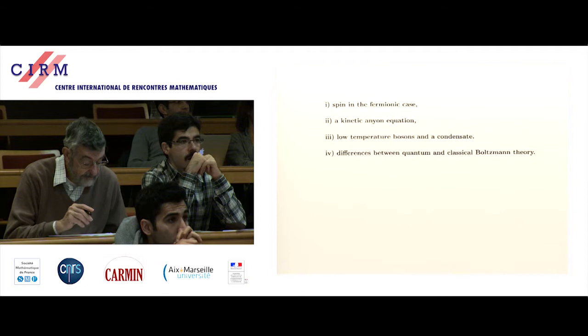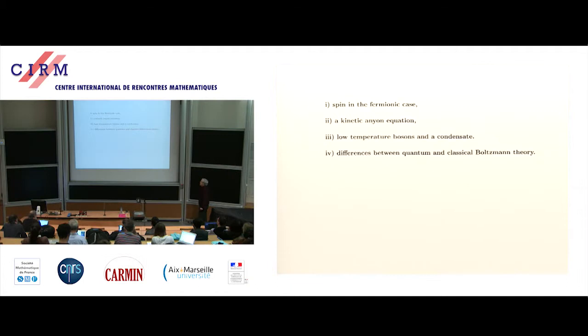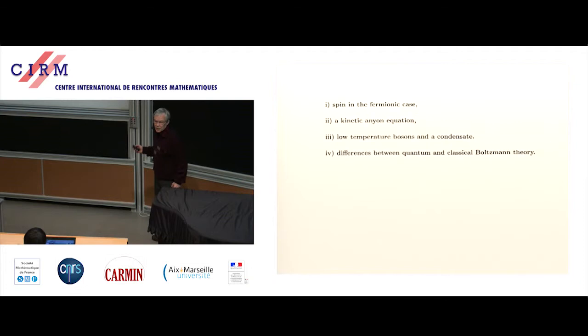I will give three examples to illustrate the different behaviors in the quantum case from the classical one. One example on spin in the fermionic case. The second example will be a kinetic anyon equation. And the third example will be low temperature bosons in a condensate. These examples will illustrate some general differences between quantum and classical Boltzmann theory, and I'll say a few words about that towards the end.